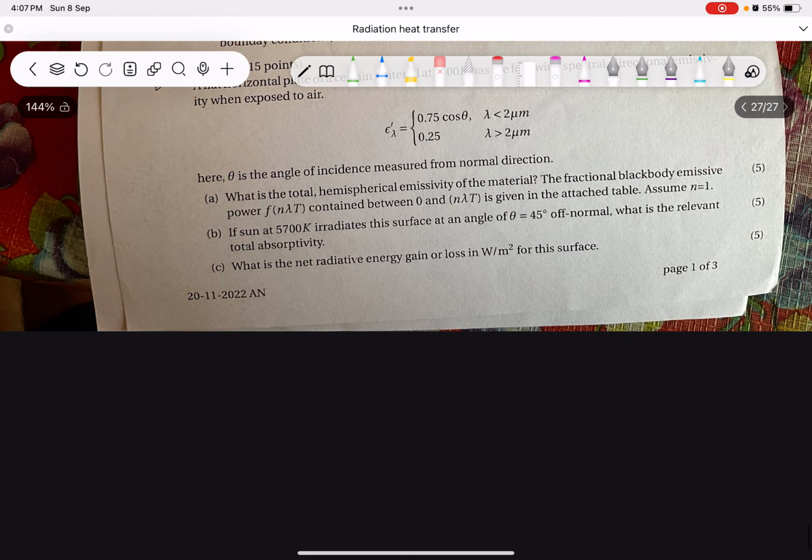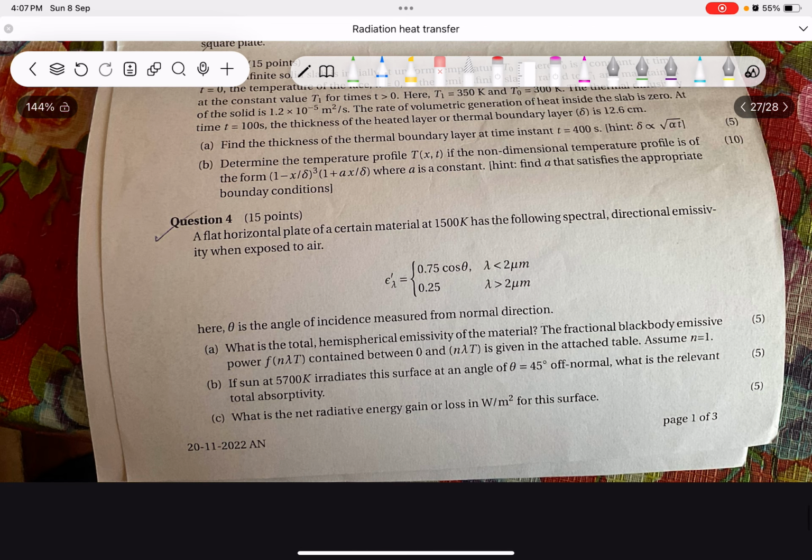So let us solve a problem. I hope that this is visible. It is question 4: a flat horizontal plate of a certain material at 1500 Kelvin, so the temperature is given, has the following spectral directional emissivity. The moment you see these words, you know that you have to write epsilon lambda dash, which is a function of lambda as well as theta as well as psi.